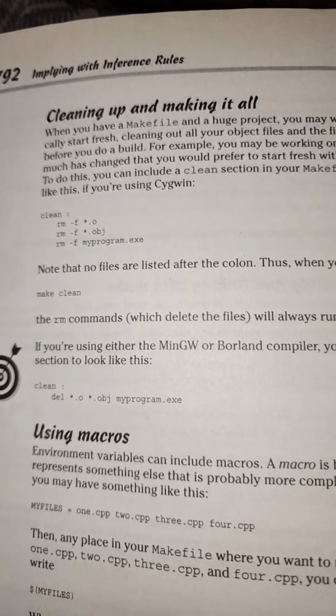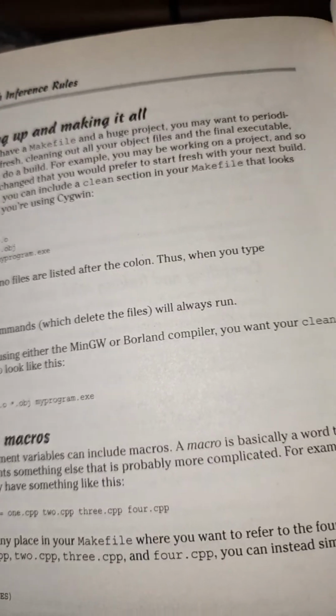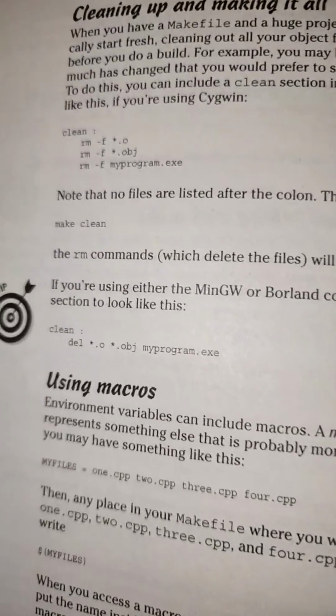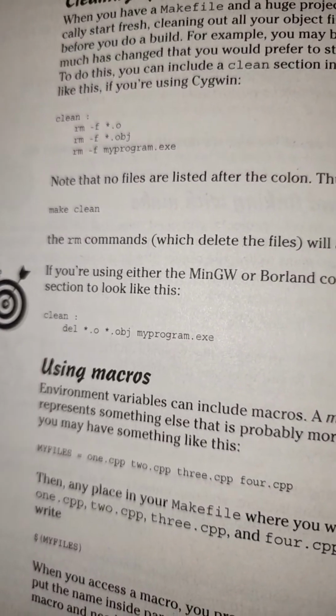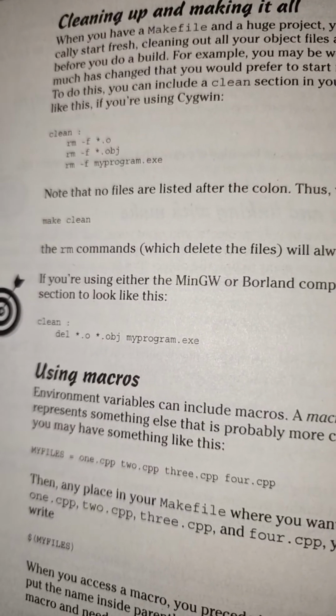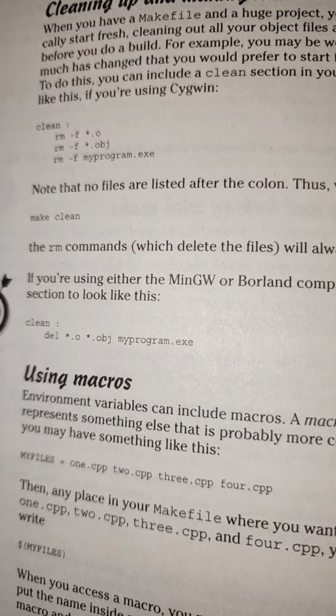Tip: if you're using either the MinGW or Borland compiler, you want your clean section to look like this: clean: del *.o, *.obj, myprogram.exe. See macros.